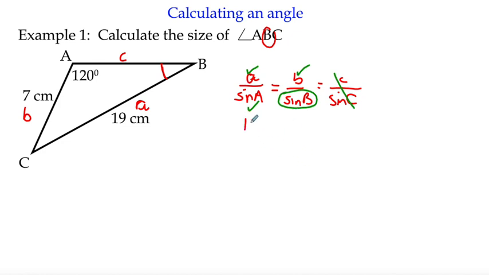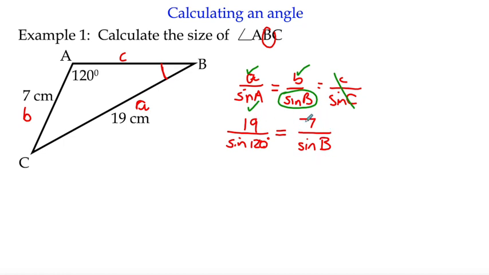So we end up with 19 over the sine of 120 degrees is equal to, small b is 7, divided by the sine of, we don't know what B is, so we keep that as B. You could put a letter in, like x for the angle, but we'll just keep it as capital B just now. So it's time for cross multiplying.